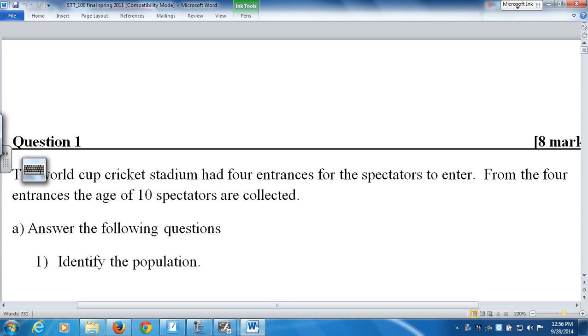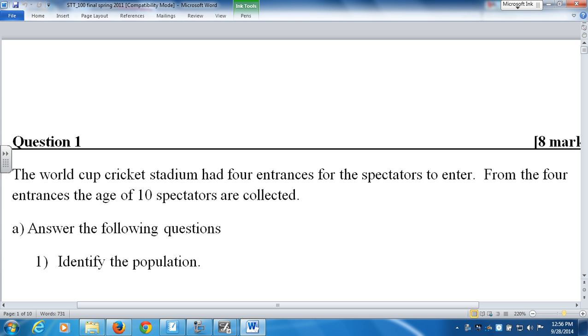The World Cup Cricket Stadium had 4 entrances for the spectators to enter. From the 4 entrances, 10 spectators are collected. So this is 2 sentences, the first sentence and the second sentence. I want you to answer the following question. First of all, what is the population? Read it again. See, if you don't understand the question, read it again. Everyone who entered the stadium: the spectators.